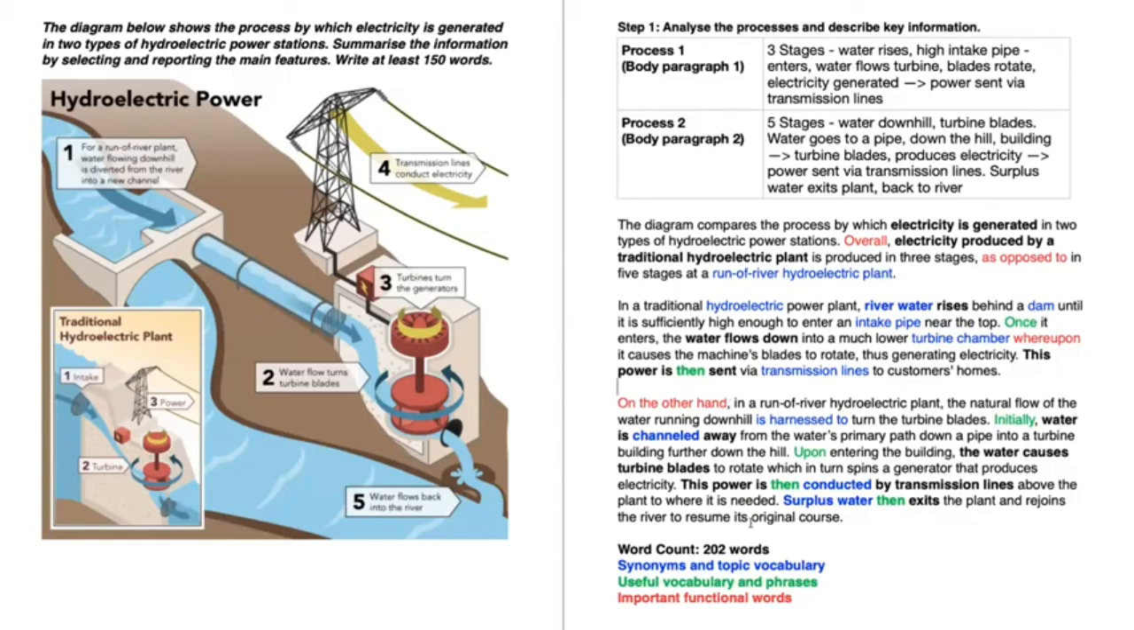Let's take a look at our body paragraph 2. On the other hand, in a run-of-river hydroelectric plant, the natural flow of the water running downhill is harnessed to turn the turbine blades.